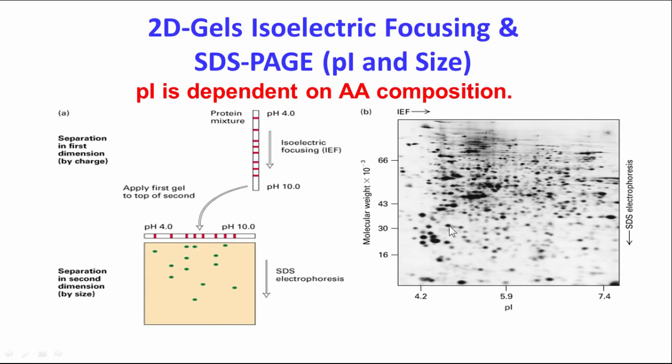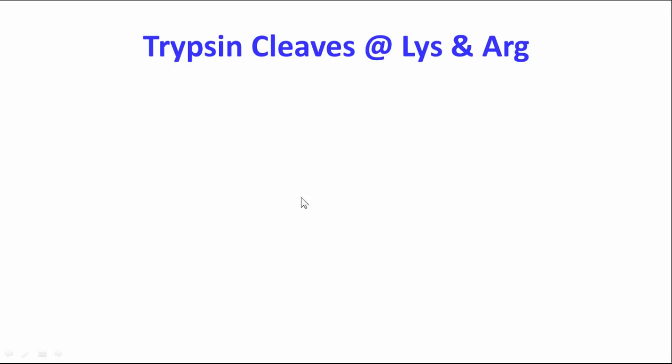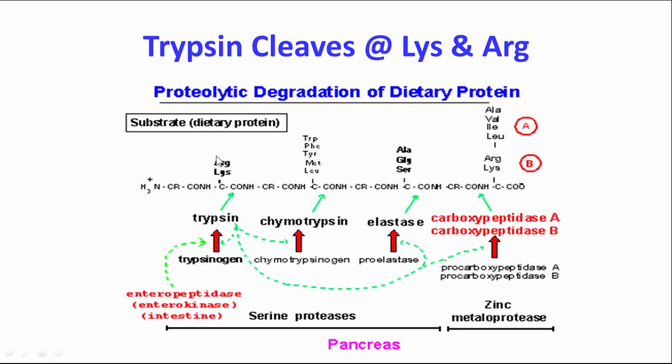You can actually isolate these spots and then treat them with trypsin and then run them through a mass spec and determine what proteins these are. Kind of a neat process, isn't it? That can be used to look at various diseases or different cell proteins in different conditions.